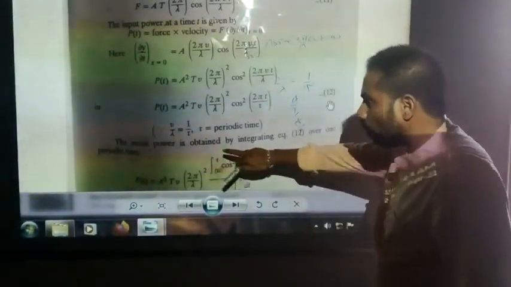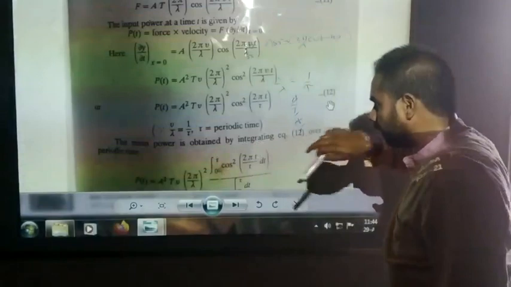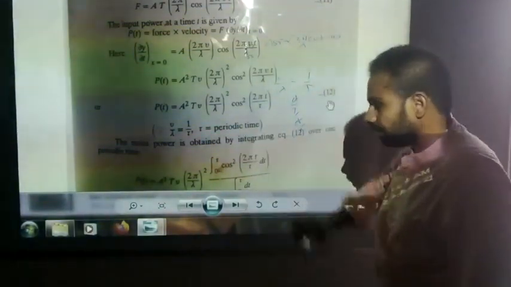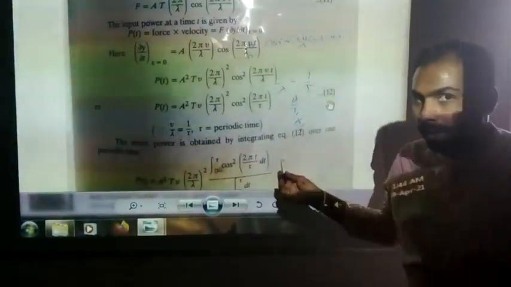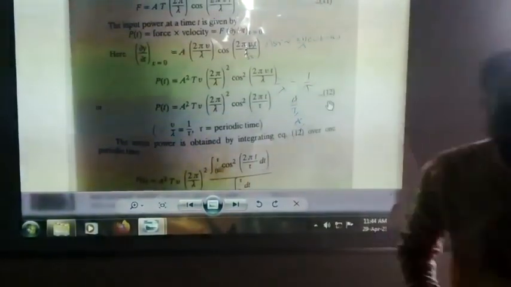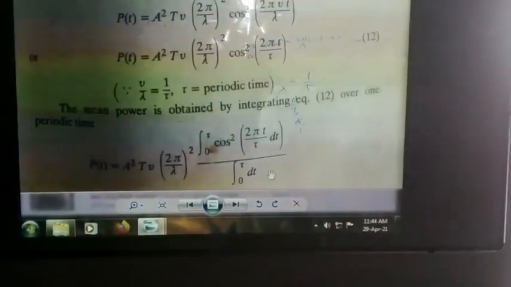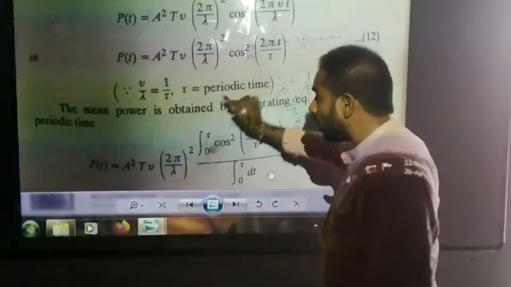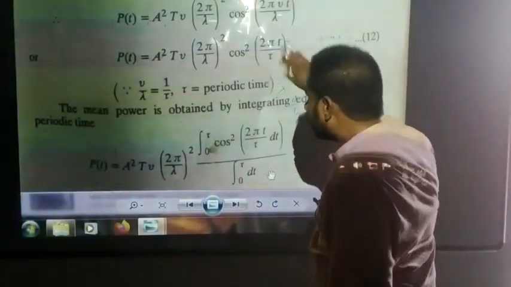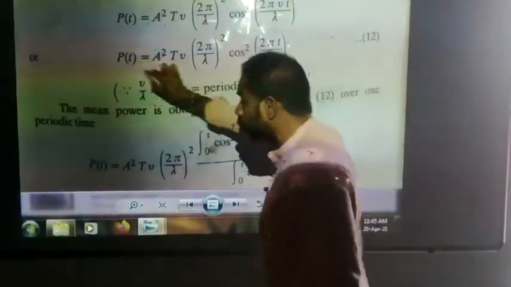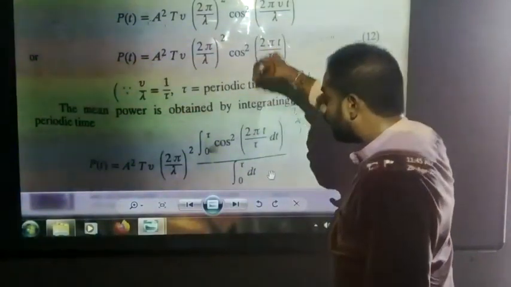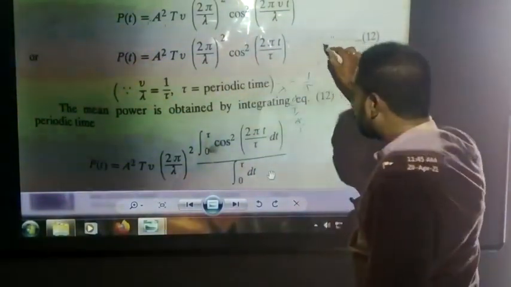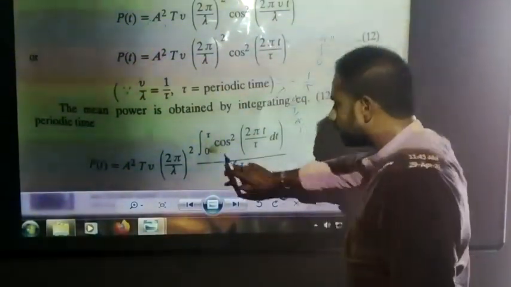Okay. Now what is the mean power obtained by? We are finding the mean power, the power transported from one point to another point. To find the mean power, whatever power we got, this is the power value, we have to integrate from 0 to one time period, tau, 0 to tau.